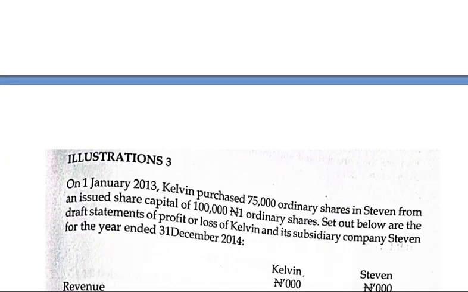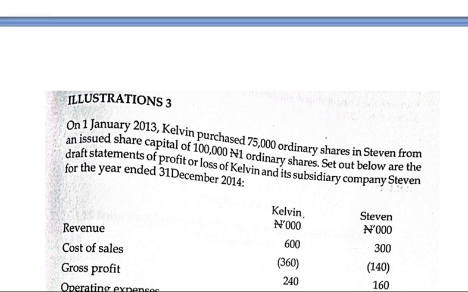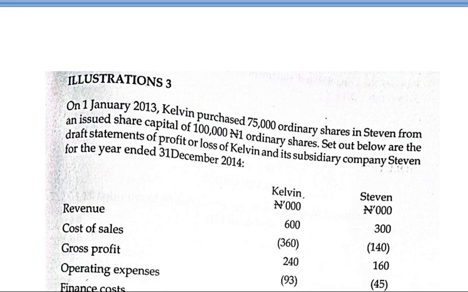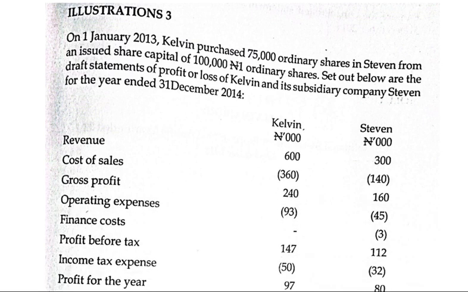And we have another illustration here, illustration 3. This one, I would love you to do it. That's why I'm showing it now. Try it on your own. If you have any issue, contact me and I will put you through. Please, this is the question.